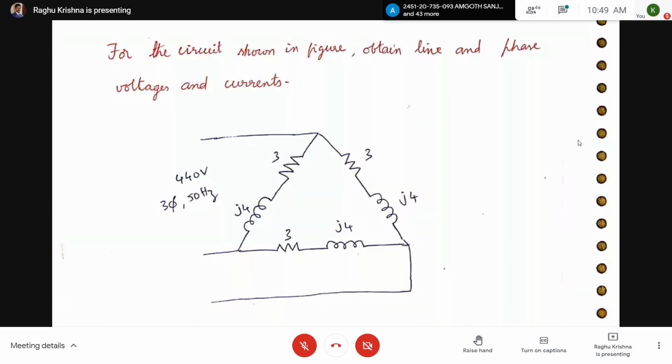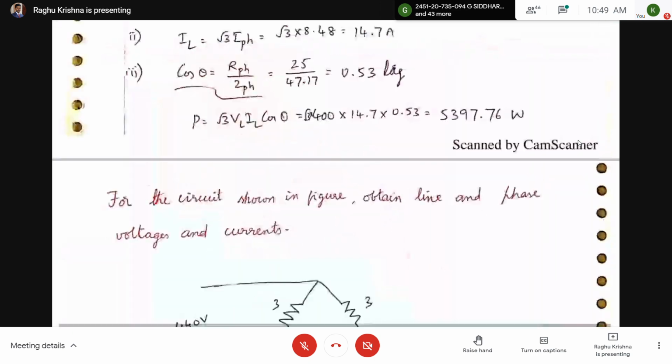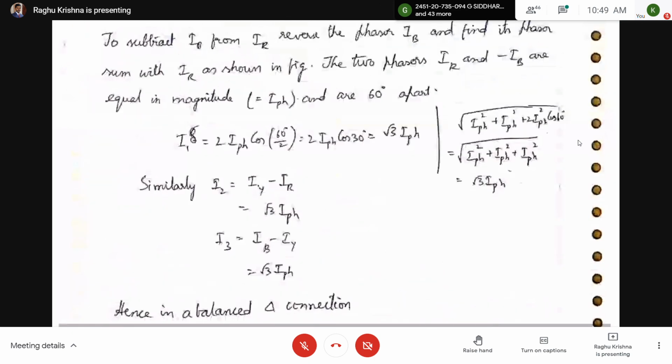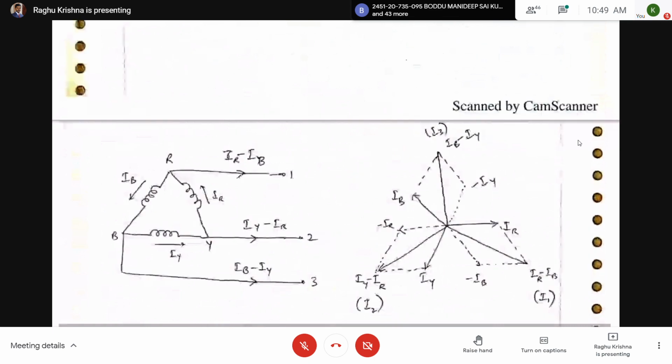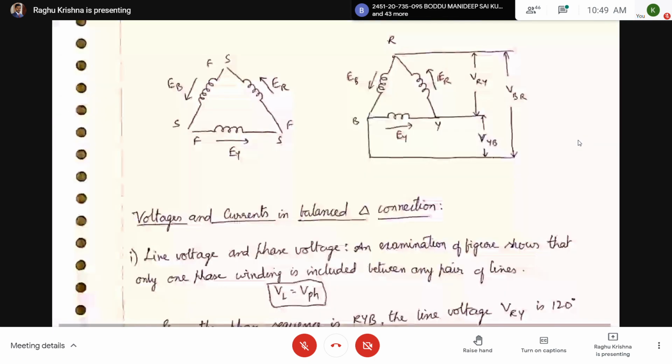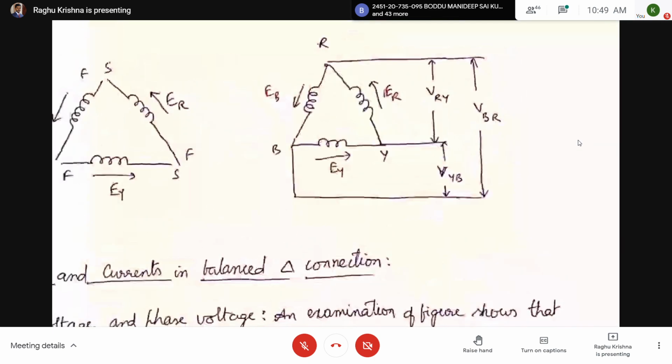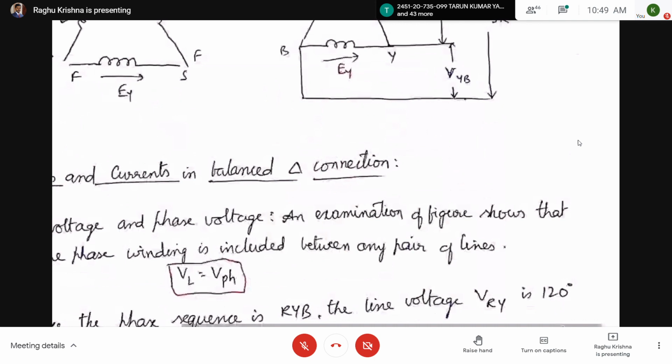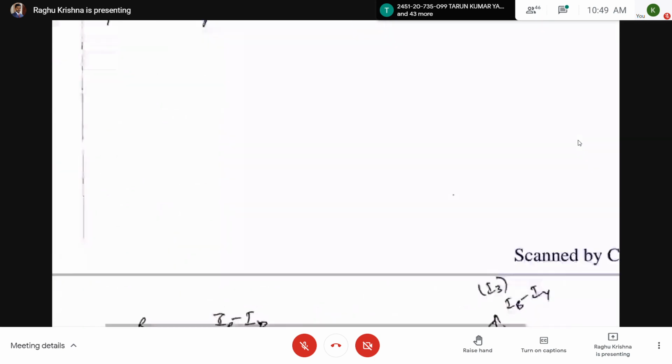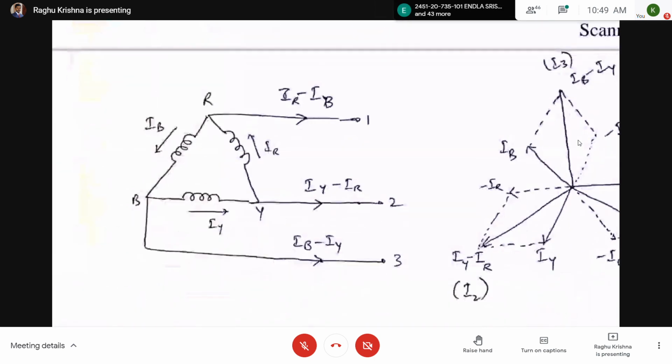So here, if you see this diagram, the delta connection diagram, the first one, line voltage is equal to phase voltage, right? Line voltage is equal to phase voltage. Now coming to the current, IR is the, are you able to see the delta connection with current?